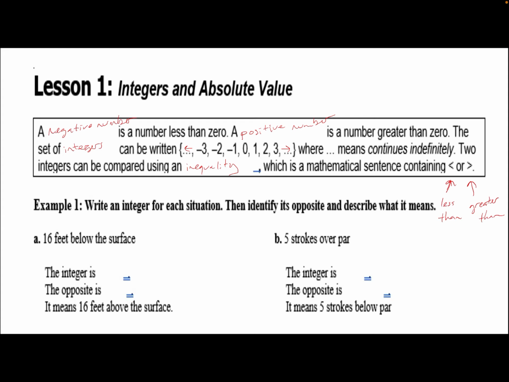All right, so example 1: write an integer for each situation, then identify its opposite and describe what it means. So 16 feet below the surface. We would say that that integer is -16, representing below the surface. And then the opposite of that is 16, and that would mean 16 feet above the surface. Here's a golf reference in part B, 5 strokes over par. That would mean you're +5, or just simply 5. The opposite then is -5, and that would be 5 strokes below par.